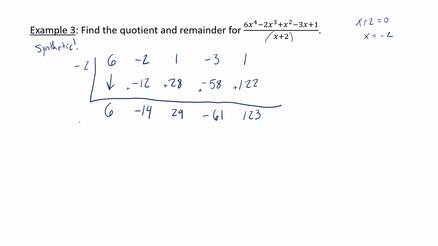Now we just have to rewrite it. We're going to look at our quotient and our remainder. Remainder here should be 123. Our quotient here, we had a 6x to the fourth power, so I need to step down to an x to the third power. So this is going to be 6x to the third power minus 14x squared plus 29x minus 61. We have successfully isolated our quotient and our remainder.